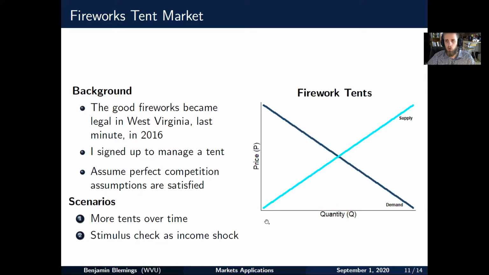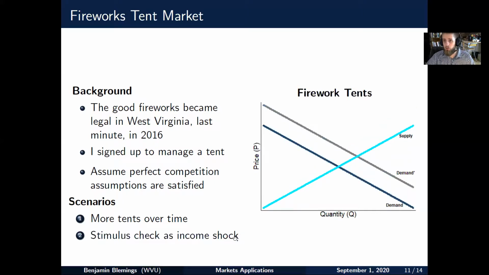And so what happens to the demand for fireworks when disposable income increases suddenly due to a stimulus check? Well, the fireworks tent operator would know that the demand curve, this navy blue curve, shifts out to this new, larger demand because people have more money: demand prime.